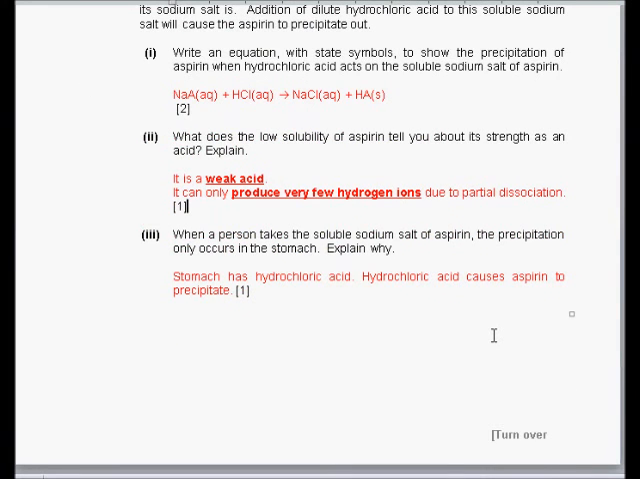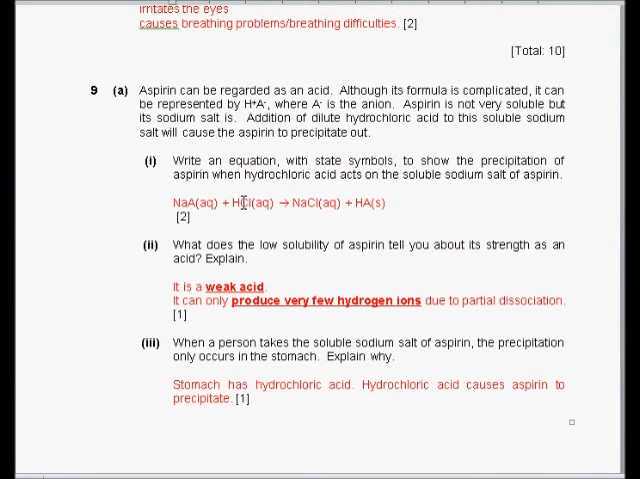When a person takes a soluble sodium salt of aspirin, the precipitation only occurs in the stomach. So again, it's trying to explain what is in the stomach. And the stomach has hydrochloric acid. All of you know this. And the hydrochloric acid from here causes the precipitation of aspirin. See, this part is related to this. You have to mention what is in the stomach, which is hydrochloric acid.